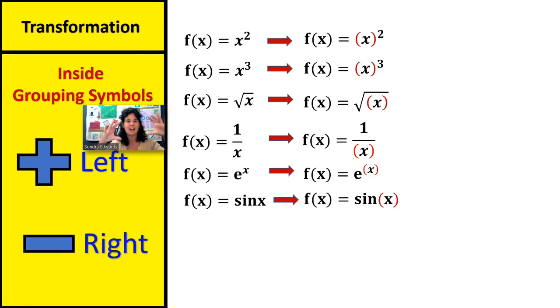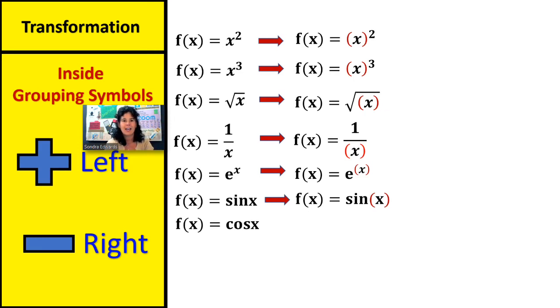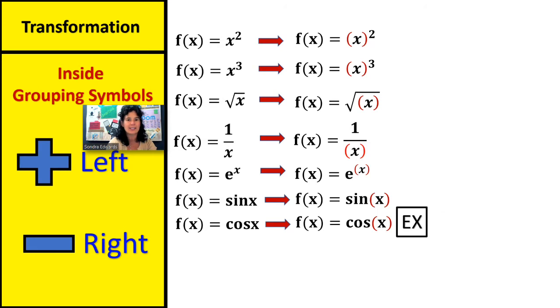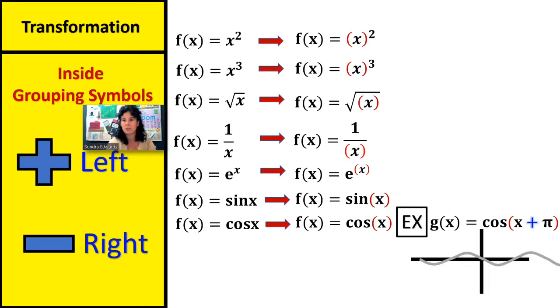Whatever you're taking the sine of, that's your grouping symbols. If I had y equals cosine of x, again, whatever you're taking the cosine of, that's grouping symbols. Let's do a quick example there. If I put in x plus pi, that plus pi is inside of grouping symbols. So we would want to take the cosine curve, and because of the plus inside of grouping symbols, we would drag it left pi. And dragging it left pi actually makes it the sine curve.